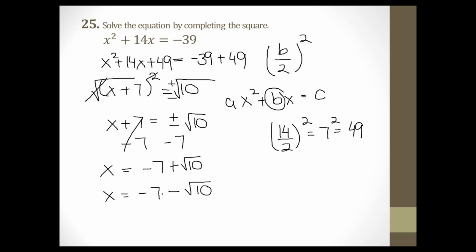And because of this answer, that was the reason why we weren't able to just factor this problem in the beginning, why we needed to use a different method to help us. And in this case, this method is called completing the square.